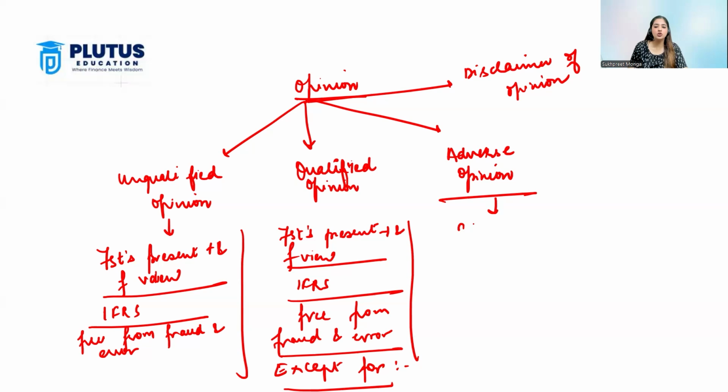एडवर्स ओपिनियन में हम क्या कहते हैं? फाइनेंशियल स्टेटमेंट्स डू नॉट प्रेजेंट ट्रू एंड फेयर। ये फाइनेंशियल स्टेटमेंट्स ट्रू एंड फेयर व्यू प्रेजेंट नहीं करती हैं, फाइनेंशियल स्टेटमेंट्स एज पर आईएफआरएस नहीं बनी है, और फाइनेंशियल स्टेटमेंट्स आर नॉट फ्री फ्रॉम फ्रॉड एंड एरर। मतलब हम ओवरऑल फाइनेंशियल स्टेटमेंट्स के ऊपर कमेंट कर रहे हैं कि फाइनेंशियल स्टेटमेंट्स में गड़बड़ है। So that is what adverse opinion. What is disclaimer of opinion?